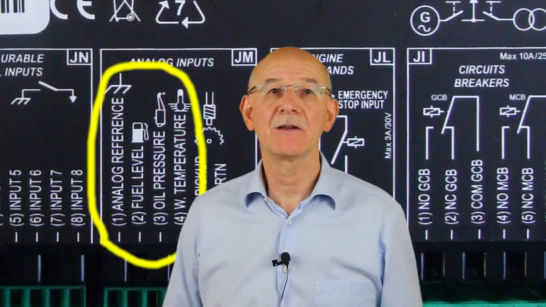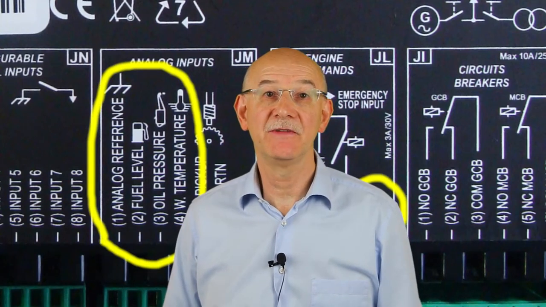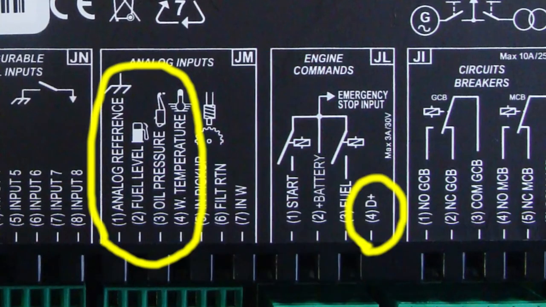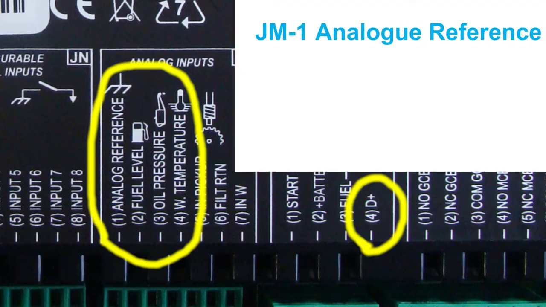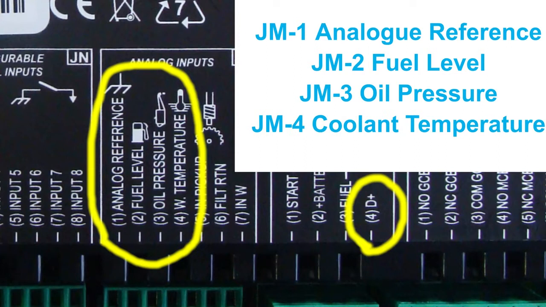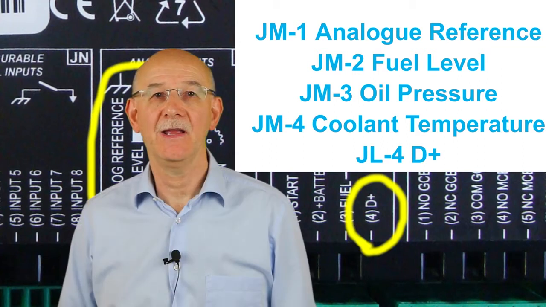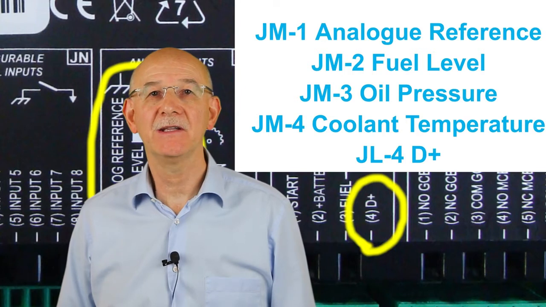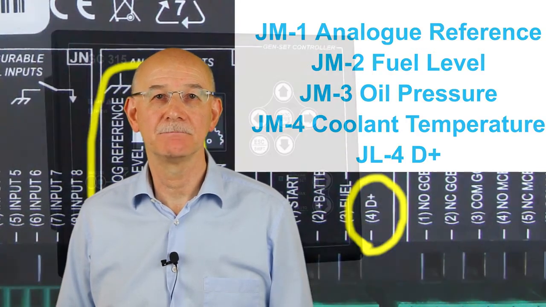The controller has 5 analog inputs. 4 of them are configurable. The 5th has a fixed function. Anyway, the 4 configurable analog inputs have a predefined function for which they are optimized. These inputs are JM1 analog reference, JM2 fuel level, JM3 oil pressure, JM4 coolant temperature, and JL4 D+. As alternative, all of them, but JM1, can operate as a configurable digital input.